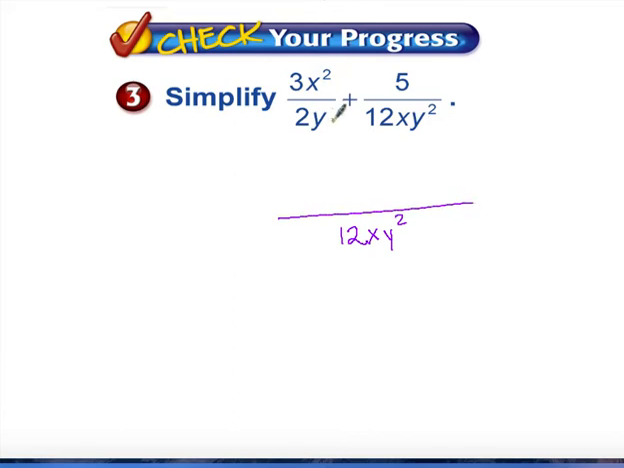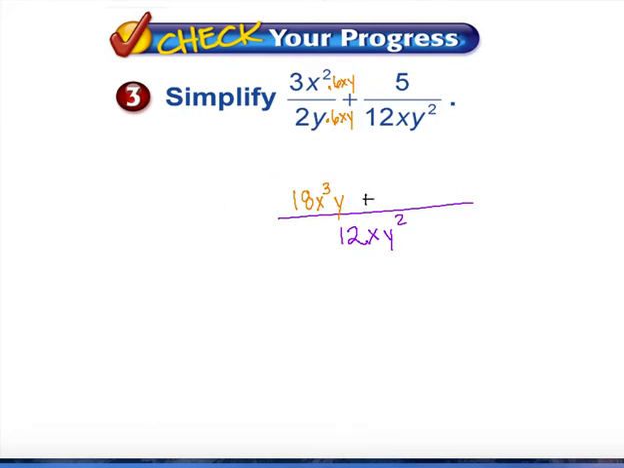Now I'm going to make them match. So I'm going to need to multiply the left by 6xy so that I have 12xy squared. But I have to also do that to the top. That will give me 18x cubed y on top.